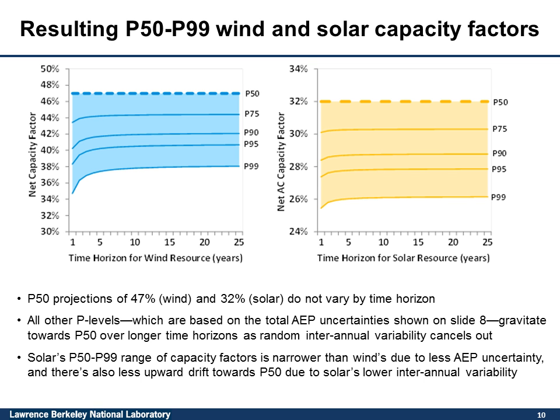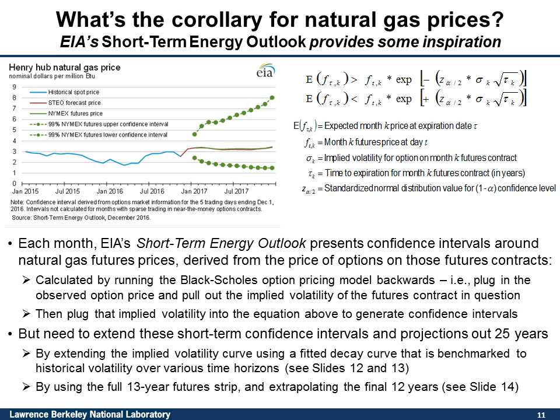So that's the process for wind and solar, but what's the corollary for natural gas prices? Well, here we can take some inspiration from the Energy Information Administration's Short-Term Energy Outlook publication, which each month calculates and presents confidence intervals around natural gas futures prices. These confidence intervals are derived by running the famous Black-Scholes option pricing model backwards in order to derive the level of volatility implied by the option price.